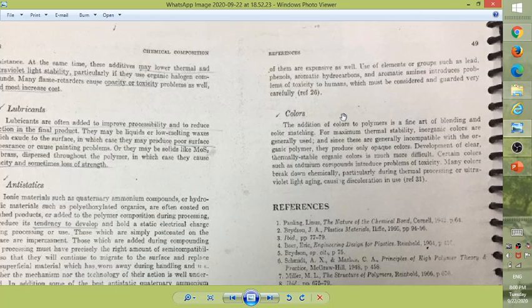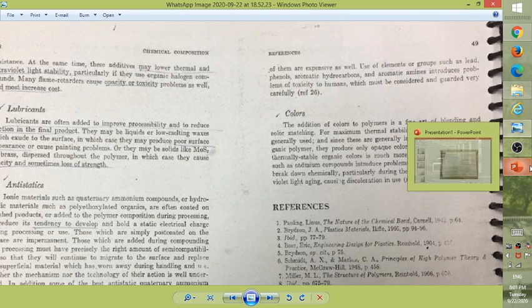Colors. The addition of colors to polymer is a fine art of blending and color matching. For maximum thermal stability, inorganic colors are generally used, and since these are generally incompatible with the organic polymer, they produce only opaque colors. Development of clear, thermally stable, organic color is much more difficult. Certain colors, such as cadmium compounds, introduce problems of toxicity. Many colors break down chemically, particularly during thermal processing or ultraviolet light aging, causing discoloration in use.